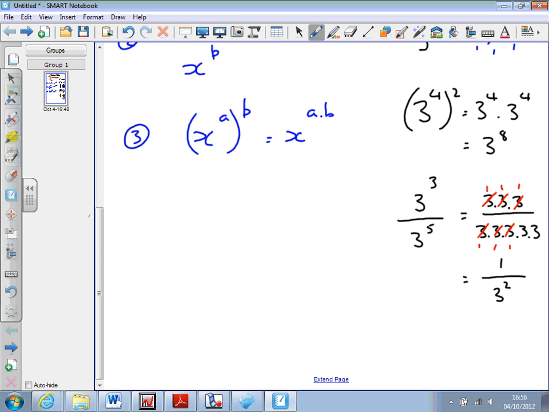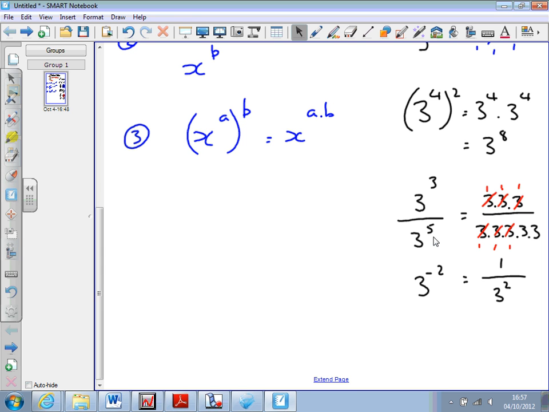Haven't I? That makes sense? Just using the idea of putting the 3's on the top, 3's on the bottom, this means 1 over 3 squared. But if I use the second law of indices, what does that tell me to do with these two powers? Minus them. What's 3 take away 5? Minus 2. So in fact, we end up with 3 to the minus 2 equals 1 over 3 squared, which leads us to the next law.